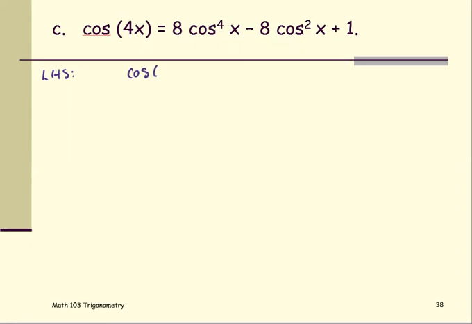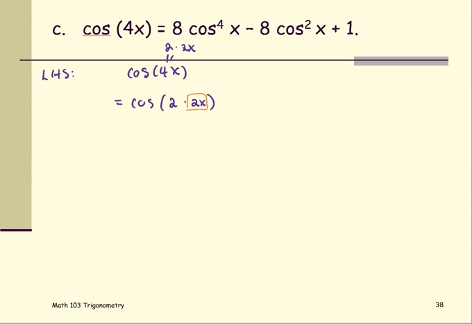Look at the cosine of 4x. 4x is 2 times 2x. So we're going to treat this as cosine of a double angle, or the double of the 2x. Look at the 2x as one quantity.